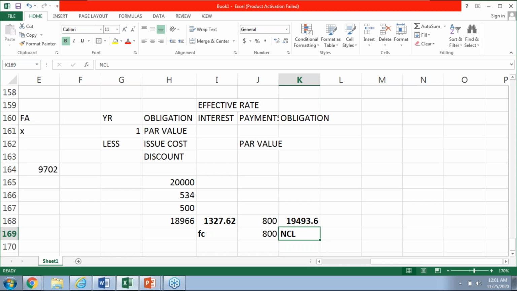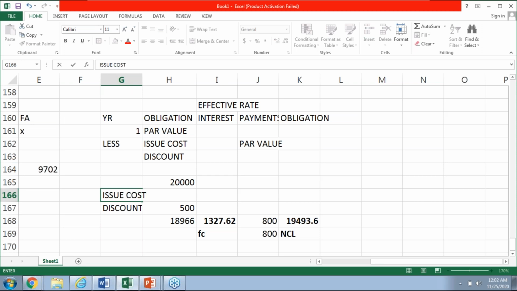Okay, that's great. How will you get the 500? 500 is a 2.5% value, which is the value of the discount. This is the 2.5% value of the discount. And this is my issue cost. You can see in the question, it says that the issue cost is 2.5%. So we have calculated 2.5% of the 20,000. I hope I have delivered the concept.